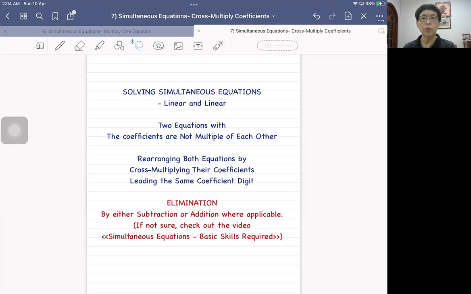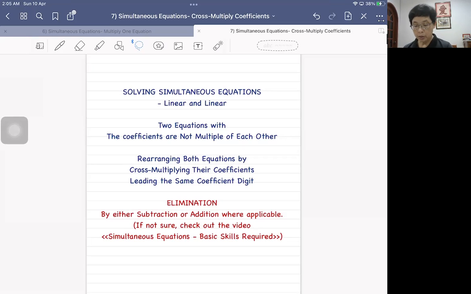For example, 3 and 5. You can't multiply 3 to get any multiple of 5. Neither can you multiply 5 by any number in order to get a multiple of 3. You can't do that. So the only option is we're going to cross multiply. Take the 3 and the 5, multiply to get 15, their lowest common multiple. So that is the technique we're going to demonstrate and how we use these techniques in solving simultaneous equations.